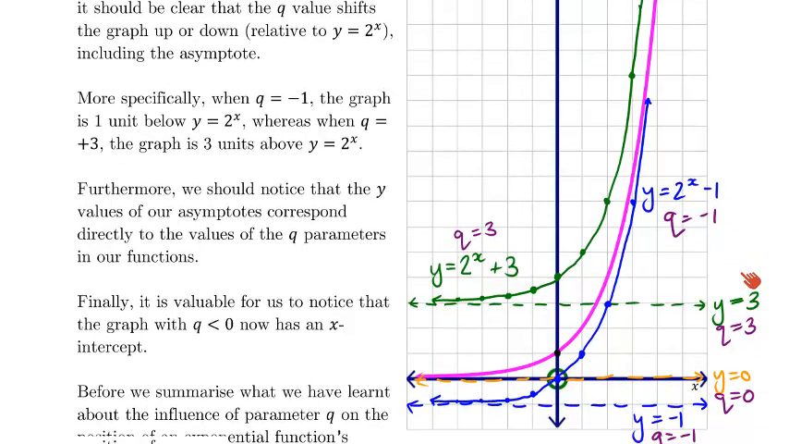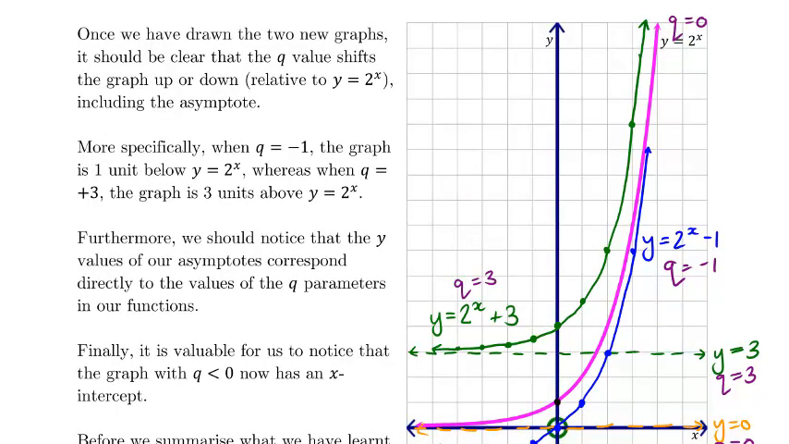Not only that, but look at the graphs themselves, okay? No matter which point I point to on my original graph where q is equal to 0, if I go to its equivalent point on y equals 2 to the x plus 3, you should notice that it is 3 units above what it used to be. It used to be here, now it's 3 units above. It used to be here, now it's 3 units above. So, having q equals 3 looks like it's taken the whole graph, including the asymptote, and moved it 3 units up like that.